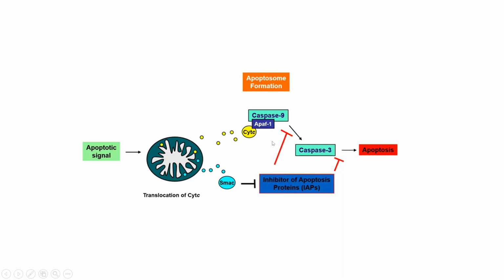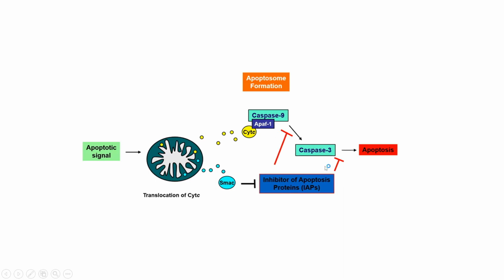Certain cells do not follow apoptosis, for example, neuronal cells. In neuronal cells, this inhibitor of apoptosis protein is generally present in higher number, because neuronal cells will not undergo apoptosis. So it regulates the activation of caspase 3 by caspase 9.